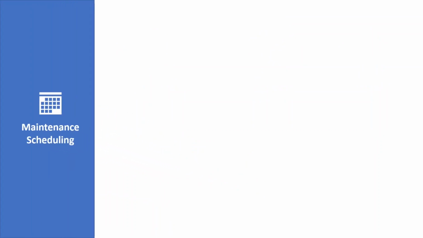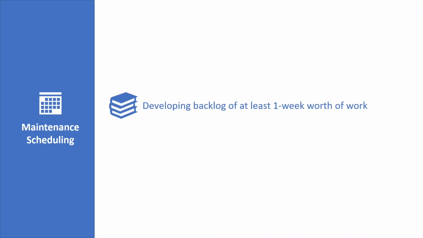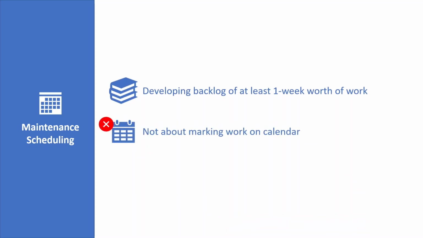Let us understand what scheduling is and what it is not. Maintenance scheduling refers to the process of developing a backlog of at least 1 week of work. Maintenance scheduling is not about marking a date on calendar stating which work order will be executed on which date. This is the job of the crew supervisor. That is, day-to-day scheduling is not done by maintenance schedulers, but maintenance supervisors.